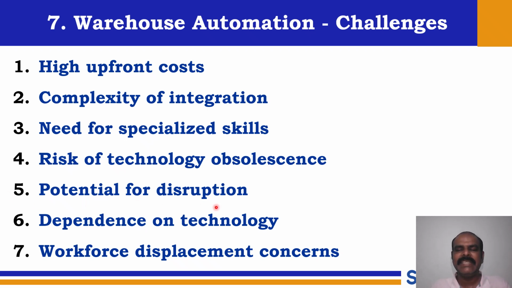Potential for disruption: if some major issue comes into the picture, the entire warehouse is going to come to a standstill. So disruption chances are there. Dependency on technology, yes, we need to depend on technology. Like Google Maps or something similar, if you go for third party apps, we need to pay them. That company might exist, might not exist, or they may change their policies with time. So we always depend on technology.